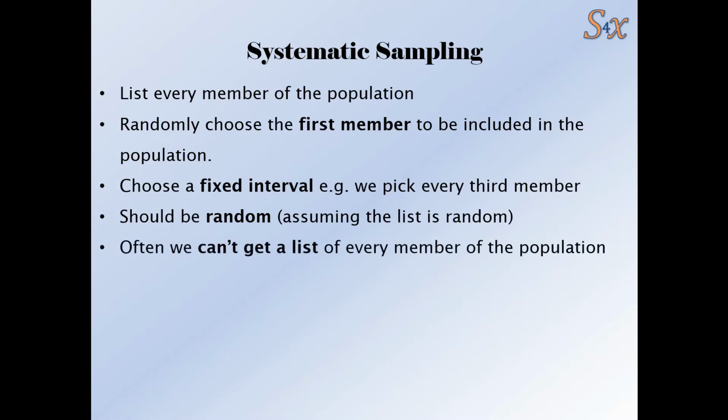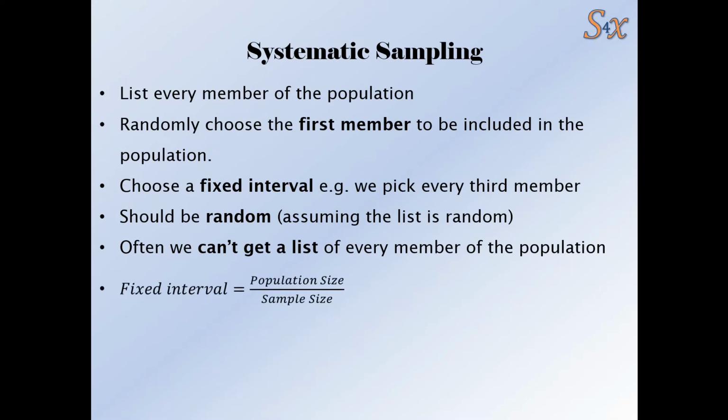And a further problem is that often we can't get a list of every member of the population. As I've mentioned before, sometimes we just don't have that available. If we're talking about sampling insects again, we just don't have a list of every single member of the population. It's just not something we have. For people, it's often less of a problem. We do often have lists of people, so we can try and be random in the way we do a survey. But that's often not possible to do.